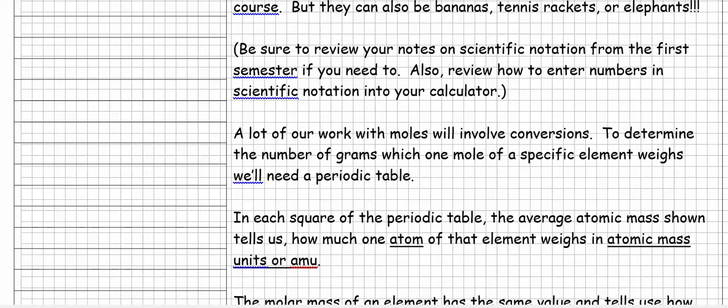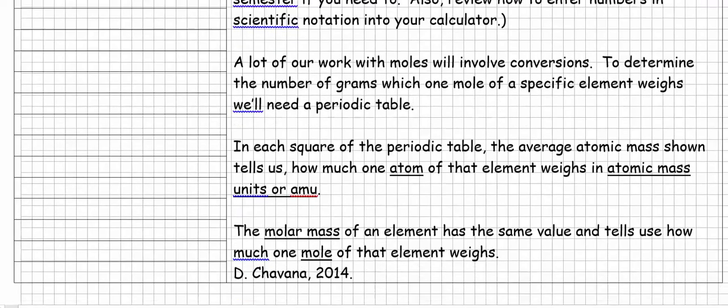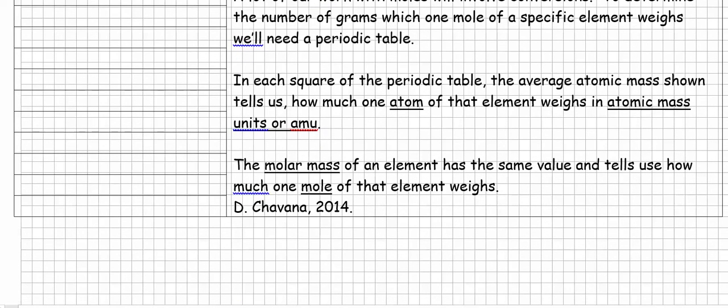So a lot of our work with moles will involve conversions. To determine the number of grams which 1 mole of a specific element weighs, we'll need a periodic table. So make sure you have that on hand for the remainder of this unit. In each square of the periodic table, the average atomic mass shown tells us how much one atom of that element weighs in an atomic mass unit, or AMU.